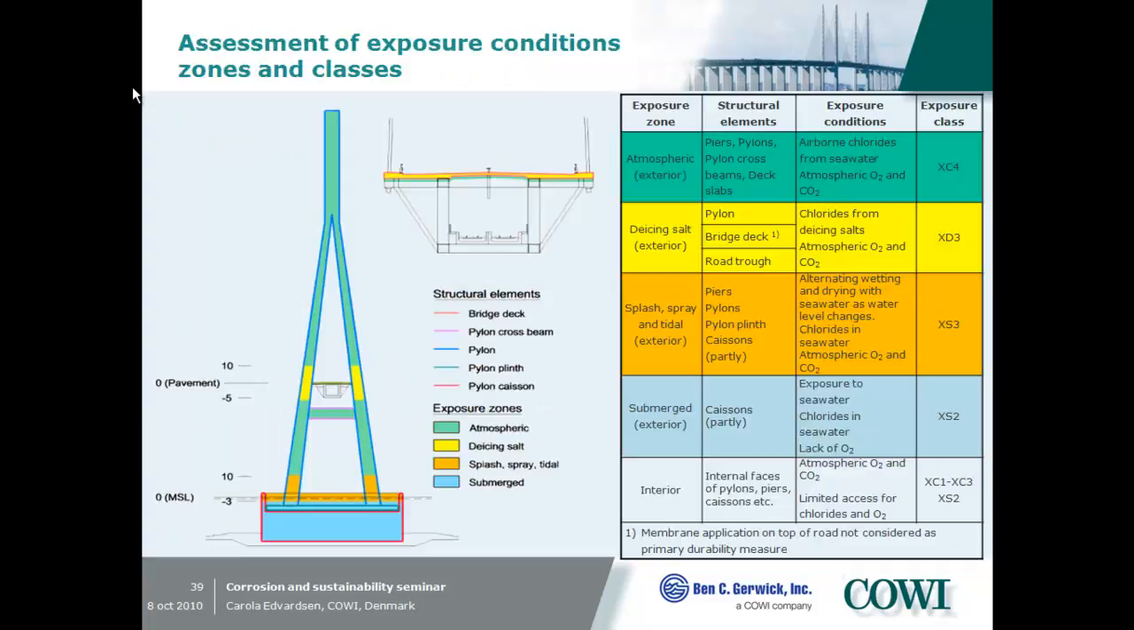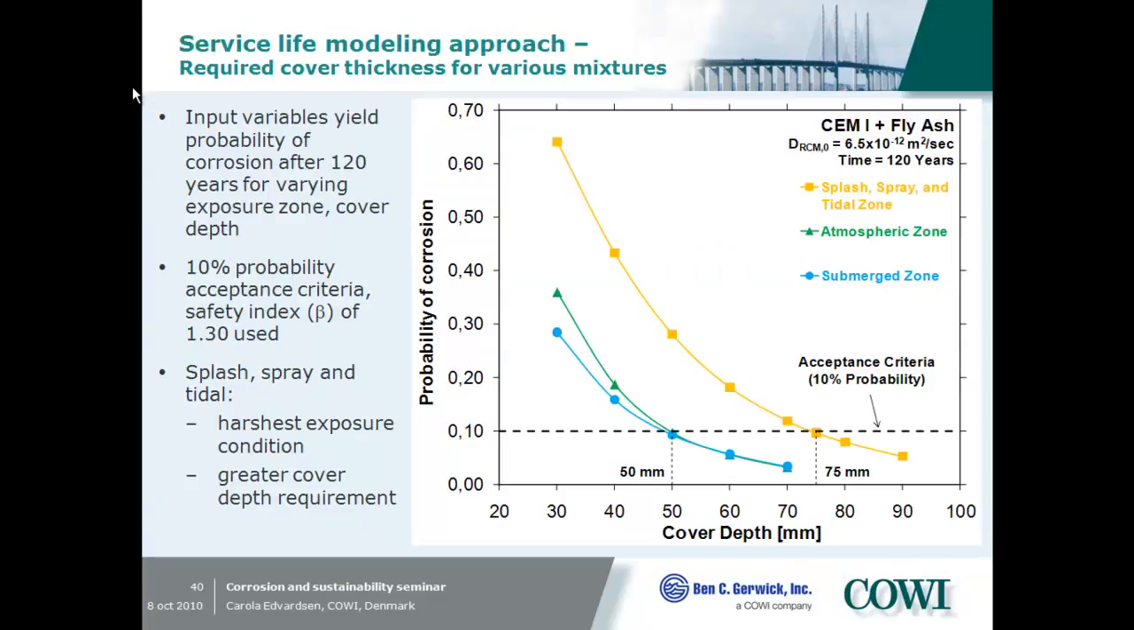approach. And we divided the bridges into the different exposure zones, which we have according to the Eurocode. We have an atmospheric zone, we have a zone exposed to the de-icing salt, we have a submerged zone, and a splash and tidal zone. And for all these different exposure zones, we calculated now the probability of corrosion depending on the cover depth and a certain type of cement or binder. And you can see in that case you need at least 75 millimeters, about 2 inches, to fulfill the requirement of a probability of 10%.